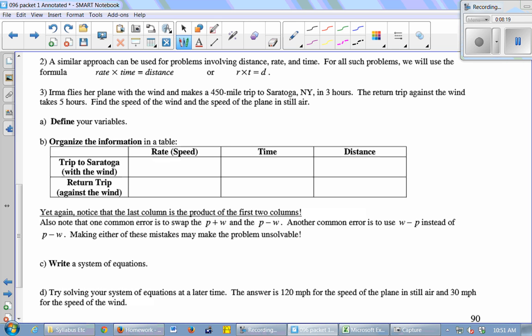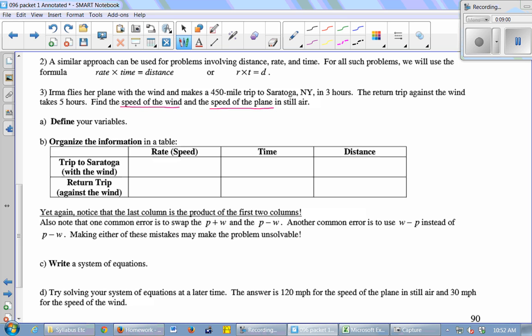Irma flies her plane with the wind. When you're flying with the wind, you actually travel faster, right? And if you travel against the wind, you travel a little bit slower because the wind is pushing against you. So she flies with the wind 450 miles, and it takes her 3 hours. And the return trip against the wind, she's going slower because the wind is slowing her down. It takes 5 hours. But the distance is the same, right? If you go one place and then go back, the distance you travel is the same, it's just reversed directions. So we want to find the speed of the wind and the speed of the plane.